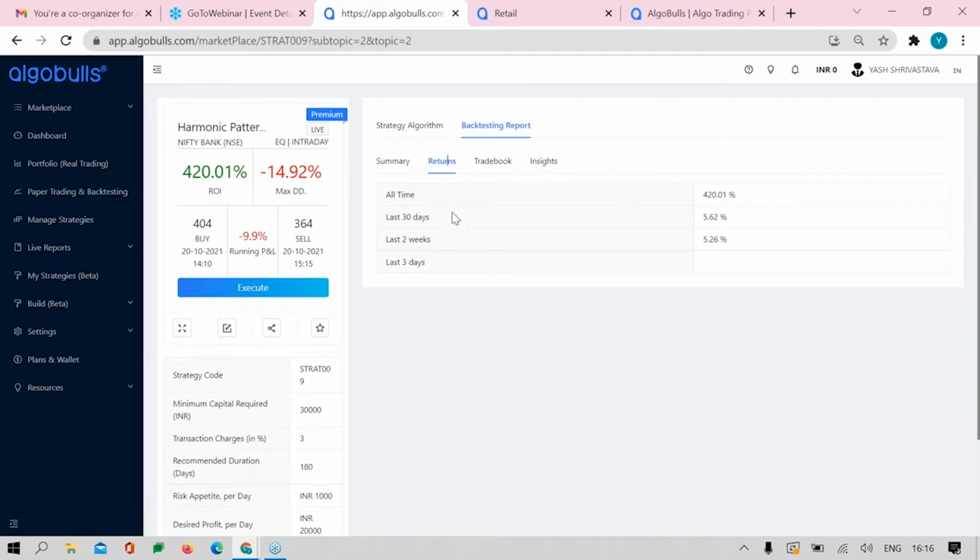Apart from that, you could see in the returns section that the strategy has generated returns of 420%, 420.01 percent, over the period of 365 days. In the last 30 days, it has generated a return of 5.62. In the last 2 weeks, it has generated returns of 5.26. And in the last 3 days, there were no trades taken. That's the reason you could see that this field is empty.